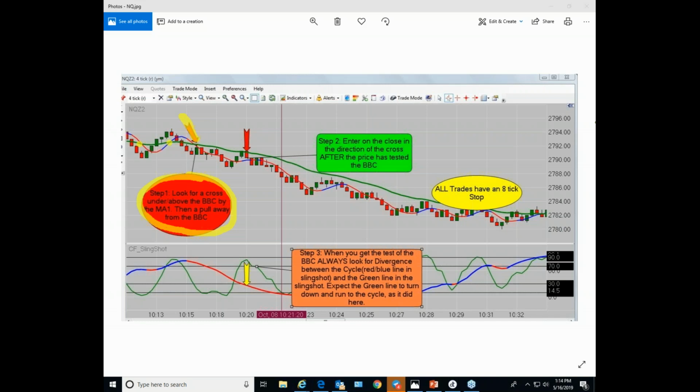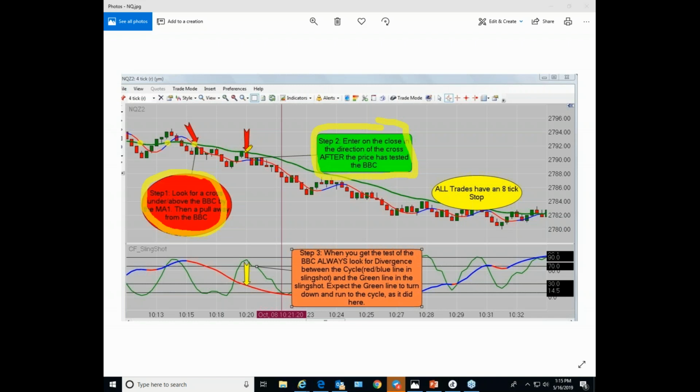So take note that I didn't say go short, go long, go short. I didn't say that. We're looking for opportunities, because when step 1 is in motion, we're looking for the market to do the normal thing after the cross, which leads us into step number 2, which is a pullback to the BBC.